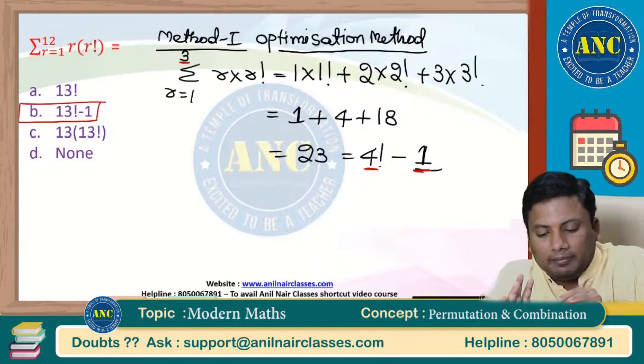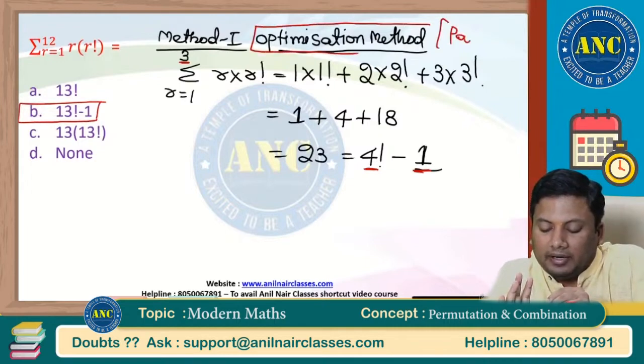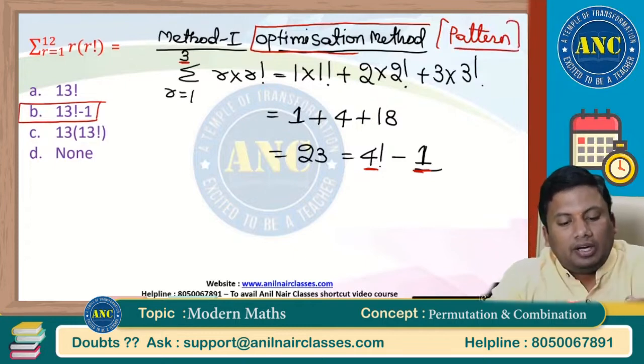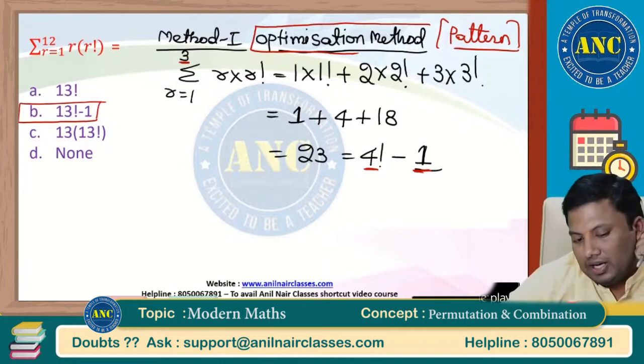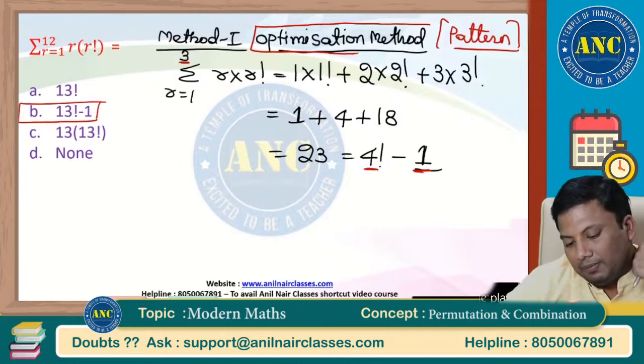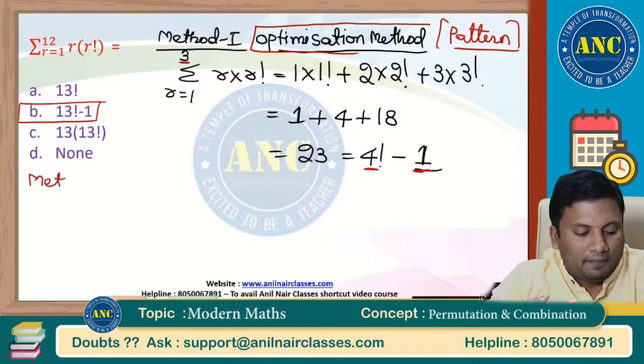Right? This is nothing but taking smaller values and understanding the pattern. I took till 3, I got 4 factorial minus 1. I took till 12, the answer will be 13 factorial minus 1. This is method number 1.